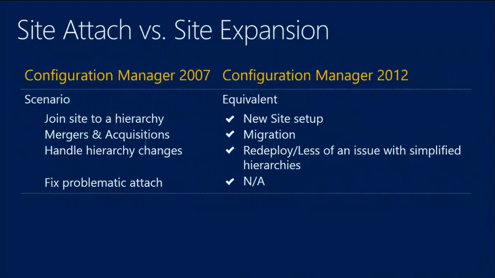Okay, so a quick comparison between 2007 and 2012 for the site attach versus site expansion. In 2007, you had great flexibility. I could have 2 primary sites that were standalone. Hey, I want to have a hierarchy. I just pick and choose which one I want to be the central site. I attach the other one to it. Very simple. Oh, I don't want that guy to be the central site anymore. I detach from it, and I make somebody else the central site. Great ability of creating a hierarchy on the fly.